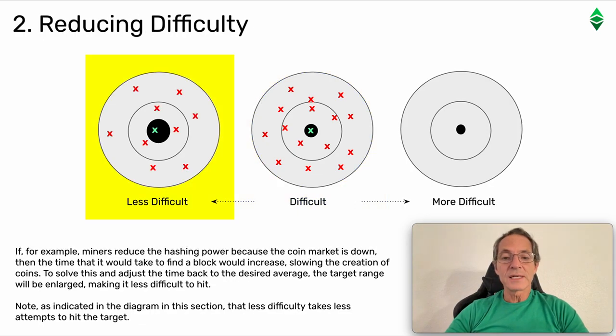2. Reducing difficulty. If, for example, miners reduce the hashing power because the coin market is down, then the time that it would take to find a block would increase, slowing the creation of coins. To solve this and adjust the time back to the desired average, the target range will be enlarged, making it less difficult to hit. Note, as indicated in the diagram in this section, that less difficulty takes less attempts to hit the target.